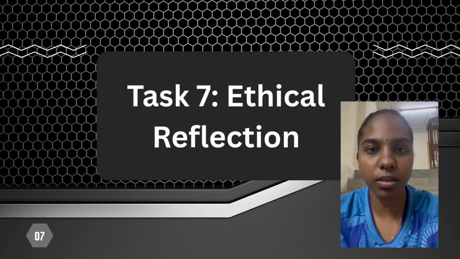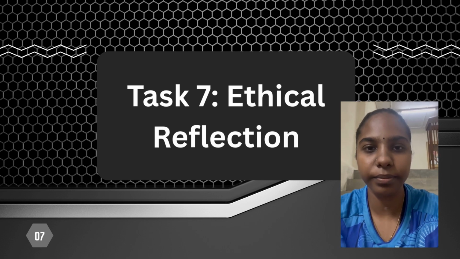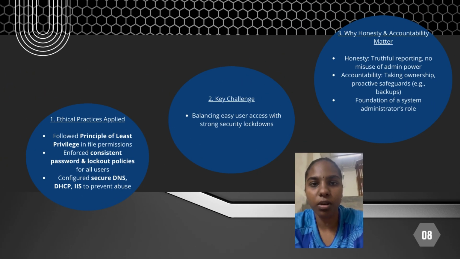Now Task 7, ethical reflection. For Task 7, we focus on the ethical practices we applied during the project. We followed the principle of least privilege, used a strong password policy, and set up DNS, DHCP, and IIS securely. The main challenge was balancing user convenience and security, but we learned to handle both properly.